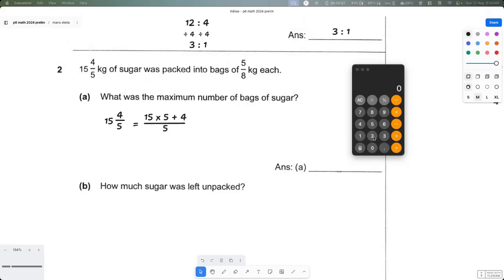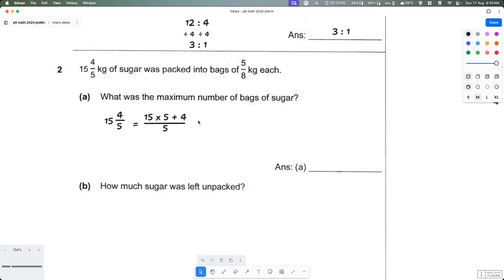So we have 15 times 5 plus 4, and this will give us 79 over 5. So this will equal 79 over 5. Now we can work out the number of bags. So I'm just going to put 79 over 5, and then we divide by 5 over 8.